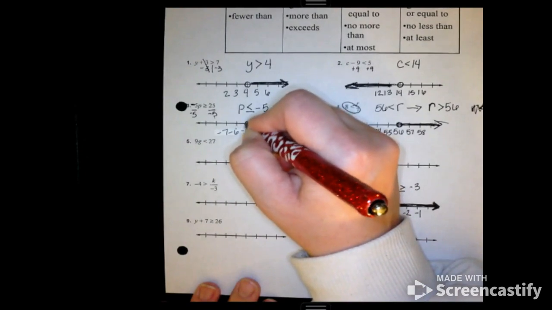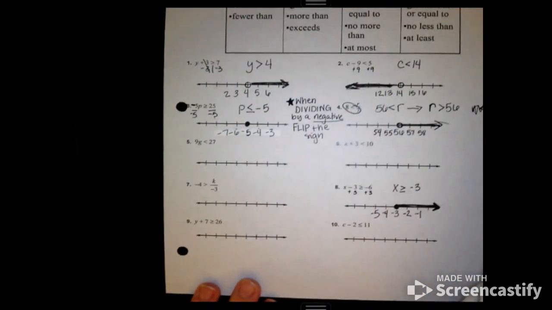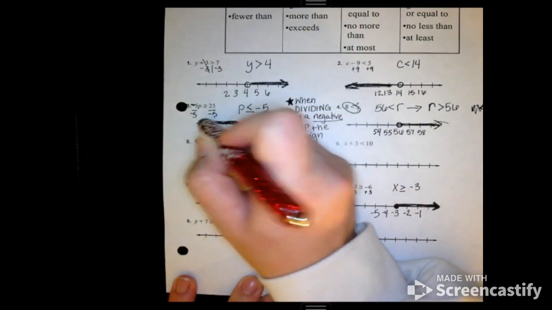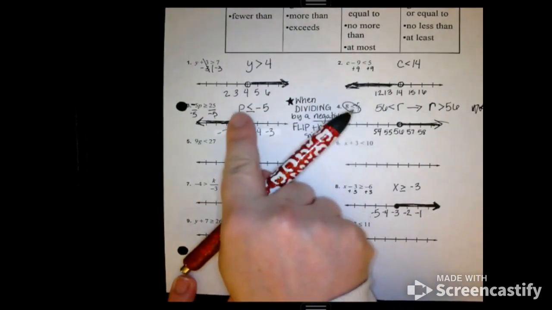What kind of circle would I have to graph? Closed. Which direction? Right. Remember, if my variable is on the left, it's pointing the direction that I need to shade.